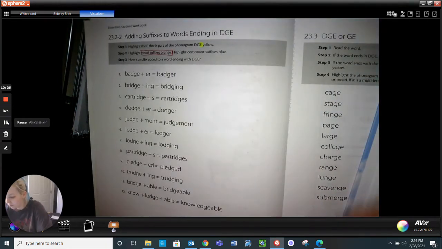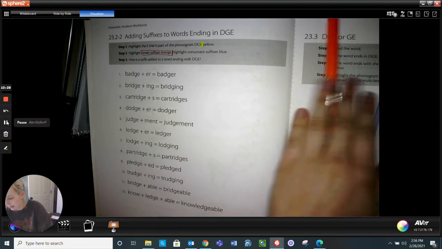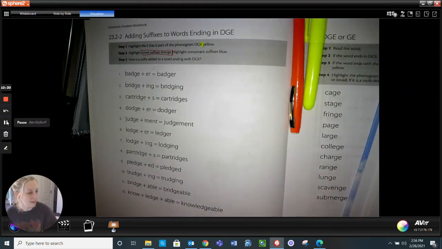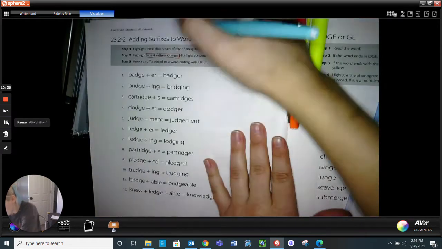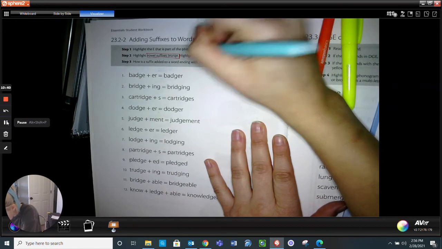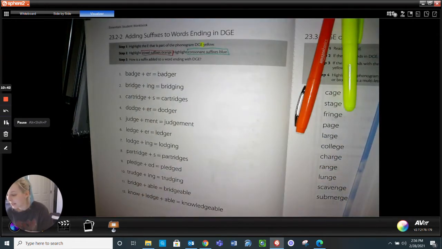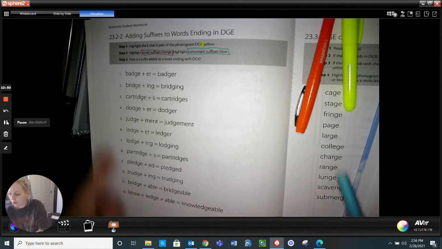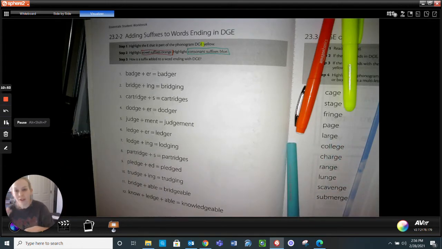And then highlight consonant suffixes blue. And I'll just, again, use a blue pen to box my consonant suffixes blue. And then step 3 is, how is a suffix added to a word ending in DGE? So we have to think about that after we do all these things. All right, let's do the first 3 together, okay?